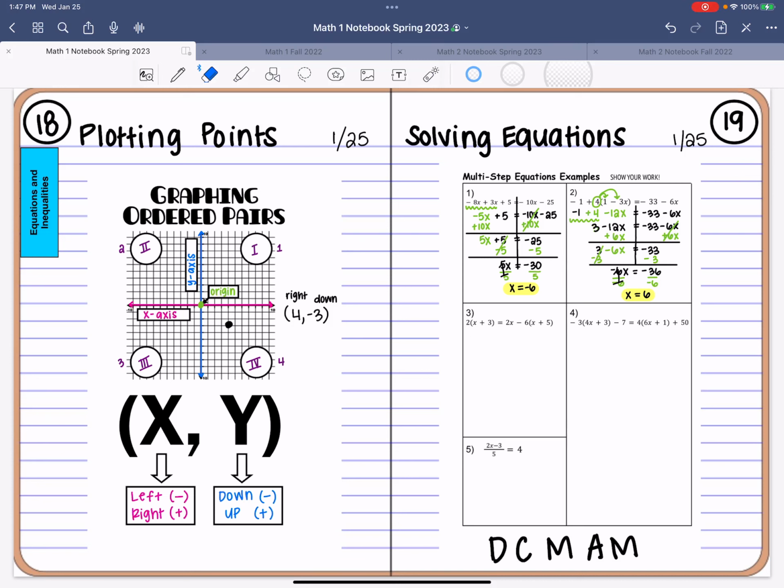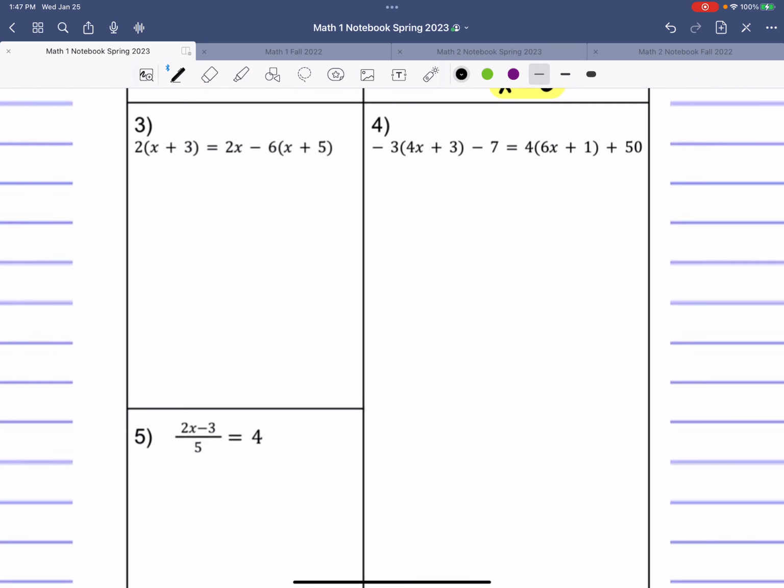On Wednesday, we left off with solving equations on page 19. We're going to pick that back up with example number 3.